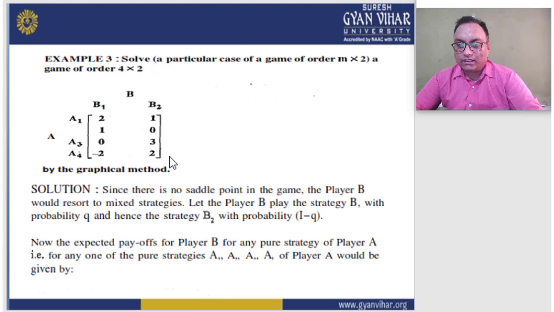First you check whether a saddle point exists or not. So for this case, here the minimum is 1, here the minimum is 0, here 0, here minus 2, and here the maximum is 2, and here the maximum is 3. So for this case, just you see here.